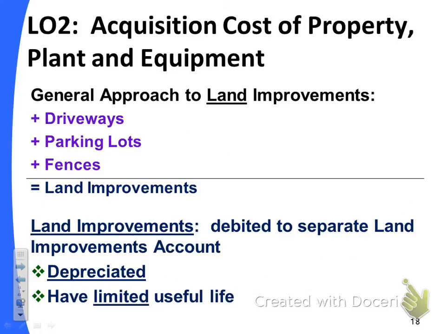So, general approach to land improvements. You can have driveways, parking lots, fences, etc. Those are considered land improvements. Land improvements can be depreciated. So you put a fence up on a piece of property, that's an improvement to the land, but that fence can get knocked down, it can weather, etc. So that will depreciate. It does have a limited useful life.